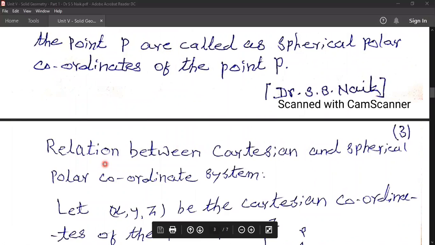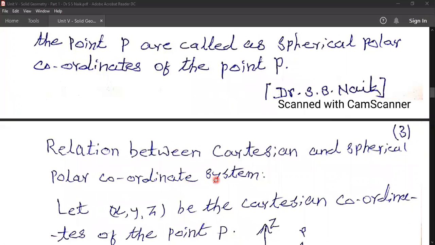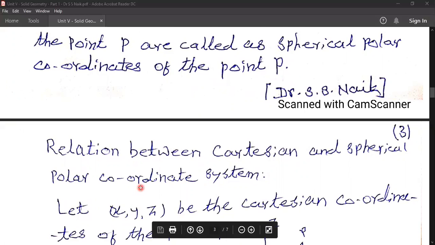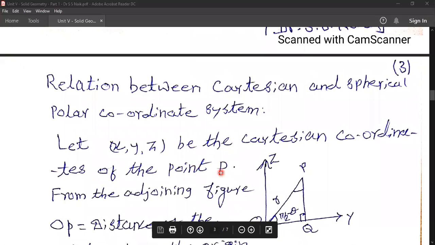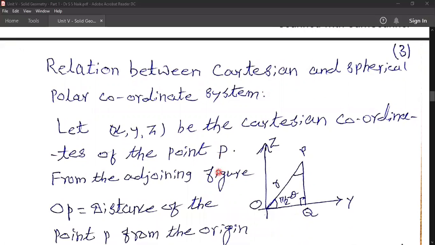Then the relation between the Cartesian and the spherical polar coordinate systems. We have seen the two systems where the point P(x, y, z) is denoted in Cartesian coordinates, and that P is also denoted by the spherical polar coordinates r, theta, phi. Now we want to find the relation between these Cartesian coordinates and the spherical polar coordinates. Then what we do? Let x, y, z be the Cartesian coordinates of the point P.